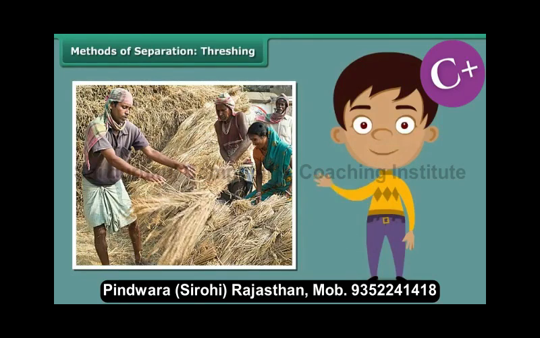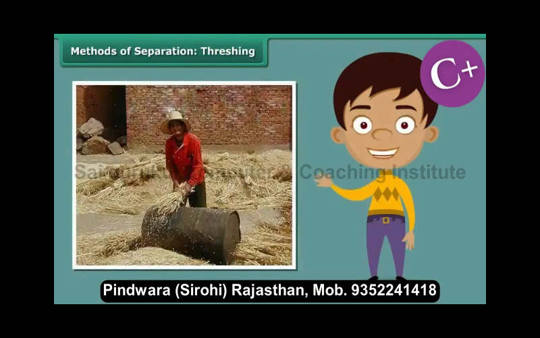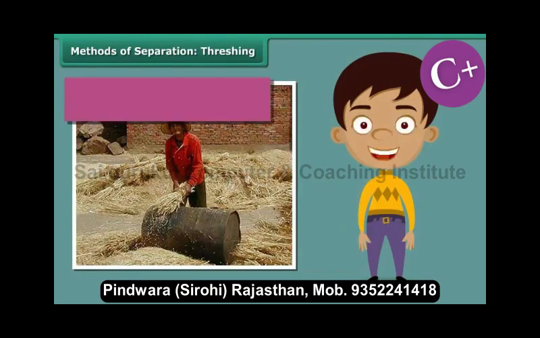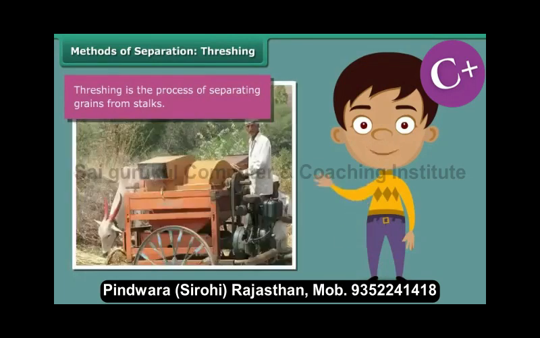Once the stalks are completely dried, the farmer beats them against a hard floor to free the grains. This process of separating grains from stalks is known as threshing. Bullocks, oxen, and machines known as threshers are also used for this purpose.